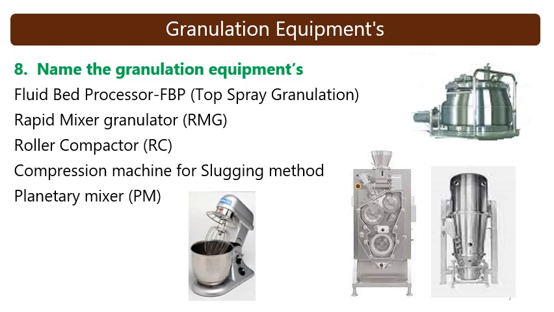Rapid mixer granulator is used for aqueous and non-aqueous granulation. Then roller compactor is used for compaction and dry granulation. And for slugging, the compression machine is used. Then planetary mixer gives the low shear force to the material, and that's why that granulator can be used where the shear force is not required. The rapid mixer granulator gives higher shear while the planetary mixer gives low shear.